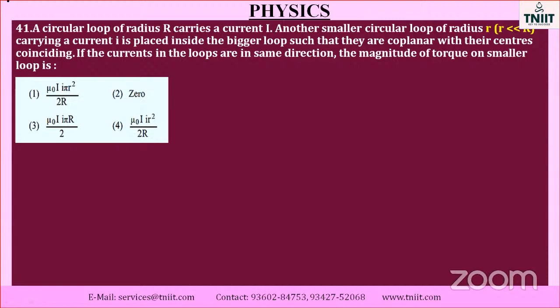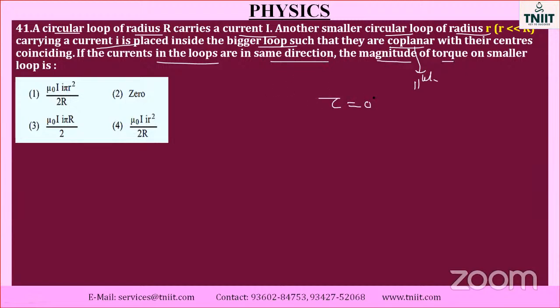Look at the next problem. There is a circular loop of radius R that carries a current I. Another smaller circular loop of radius small r carrying a current I is inside the bigger loop such that they are coplanar. Coplanar means they are parallel to each other. Now the currents in the loops are in the same direction. What is the magnitude of the torque?